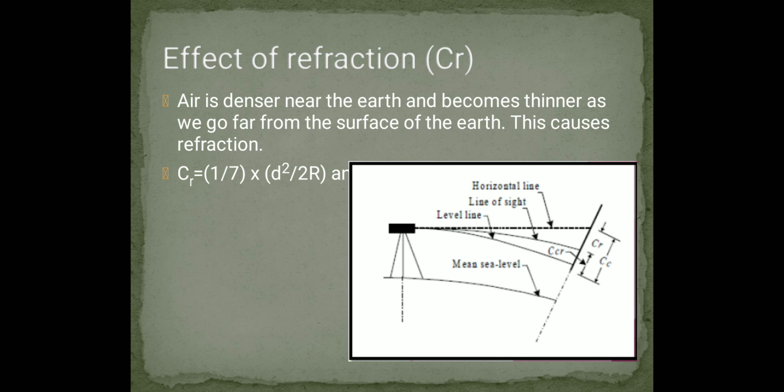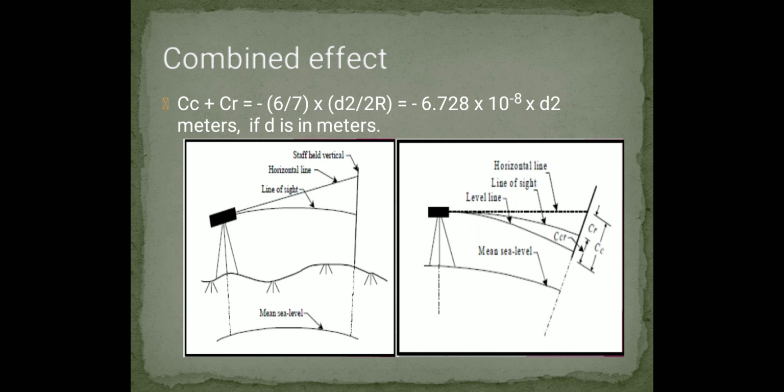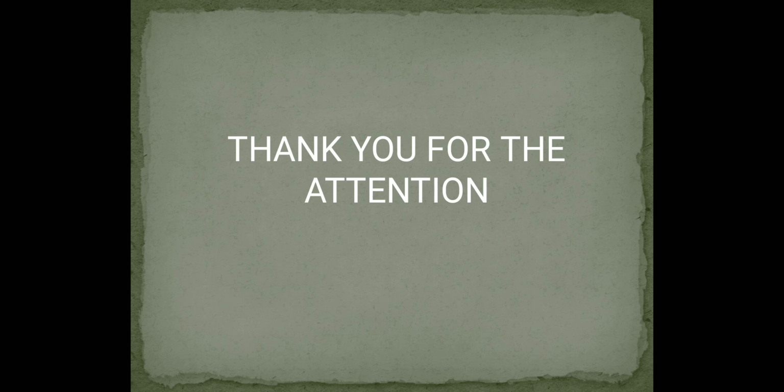Effect of refraction. Air is denser near the earth and becomes thinner as we go away from the surface of the earth. This causes refraction. CR is equal to 1 by 7 into D square by 2R. The combined effect CC plus CR is equal to minus 6.728 into 10 power minus 8 into D square. So this is the error due to curvature and refraction, and it is important that we should consider this.